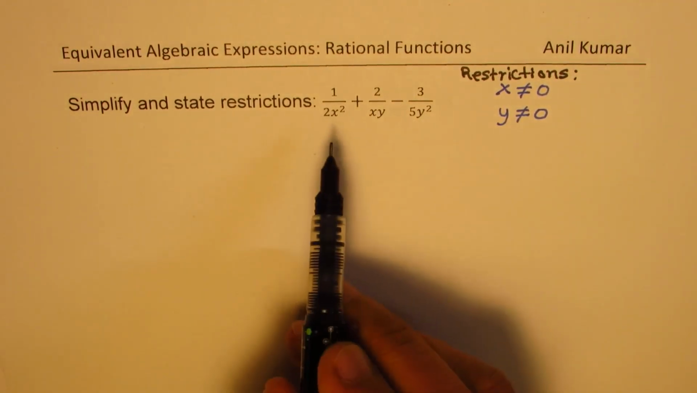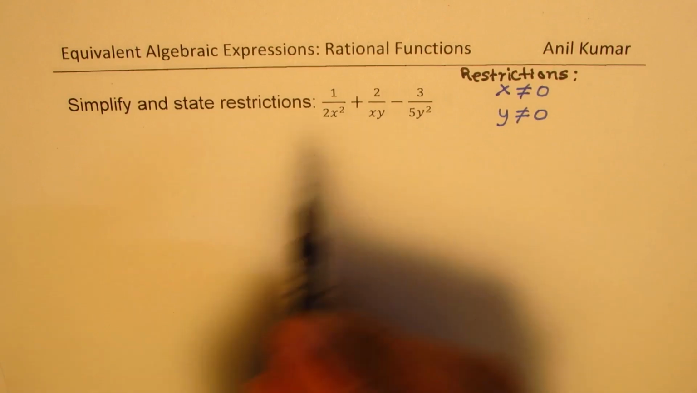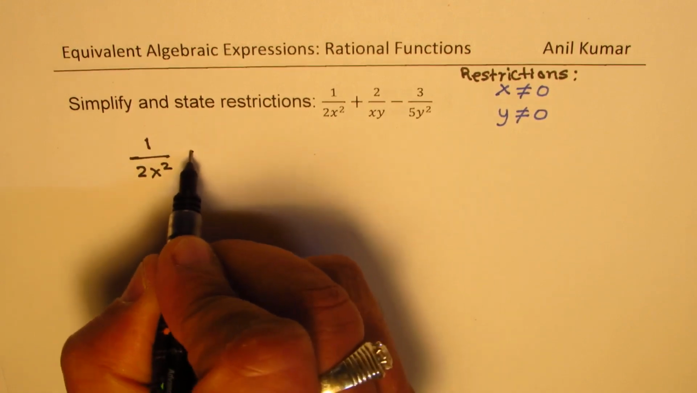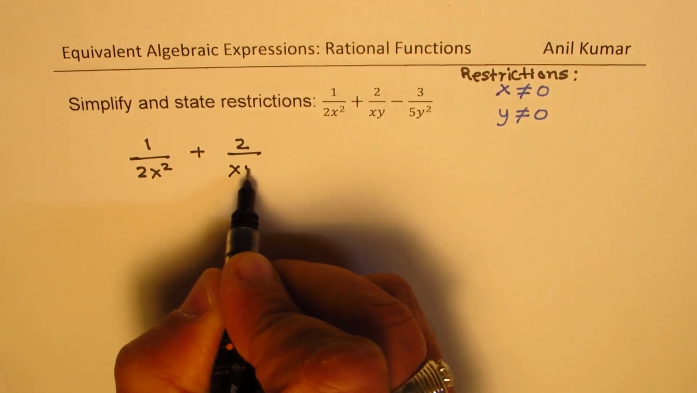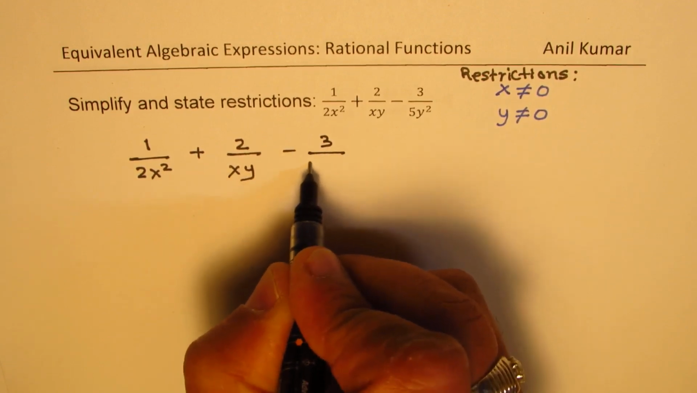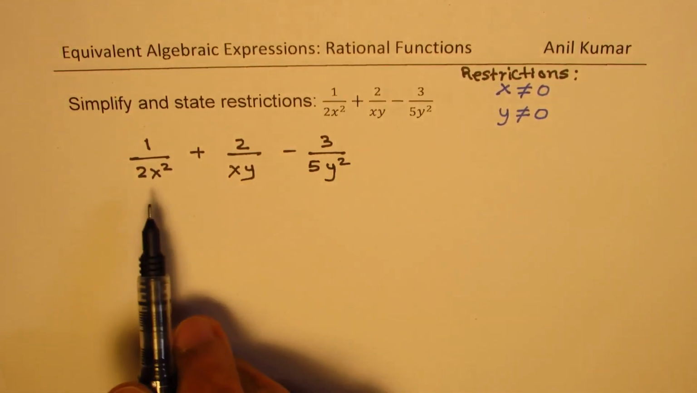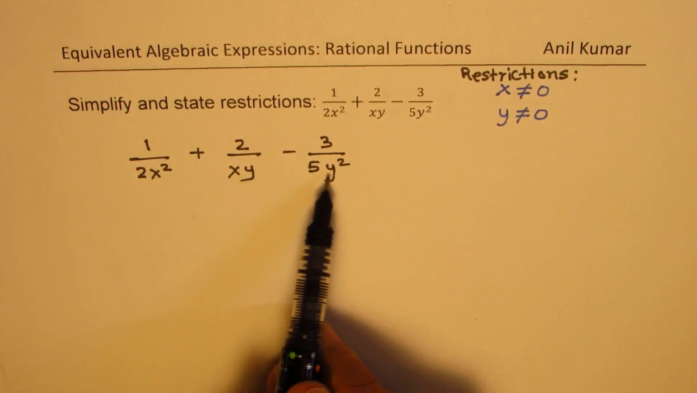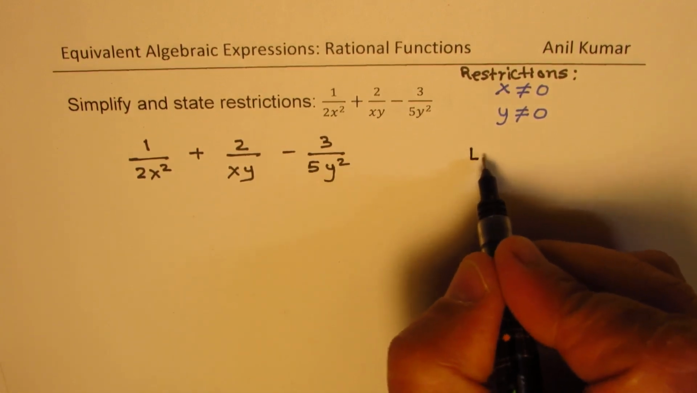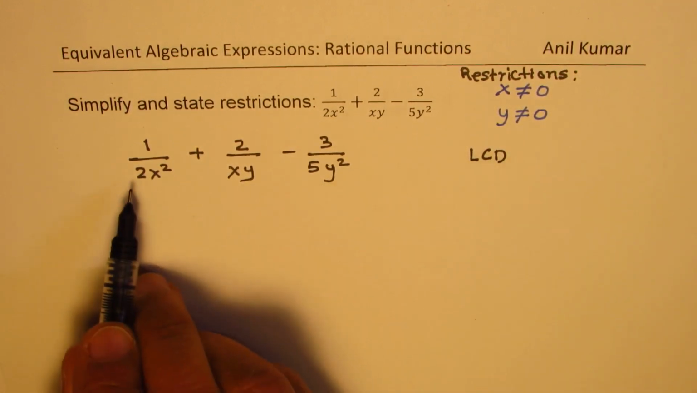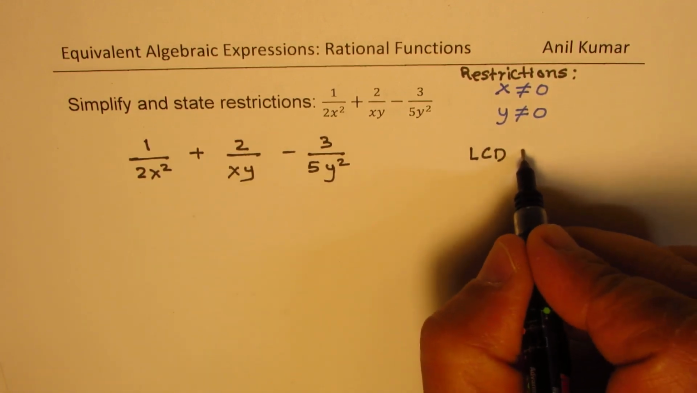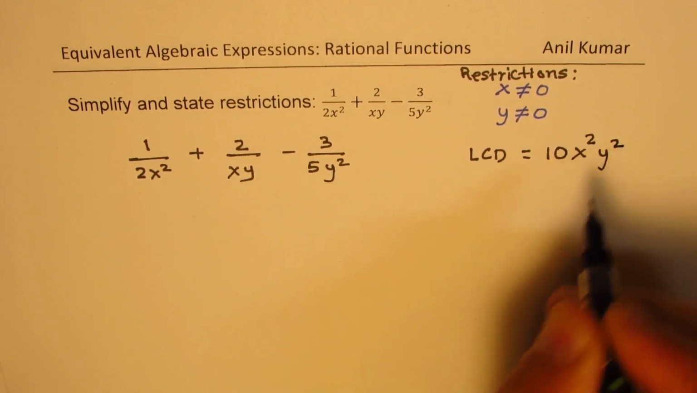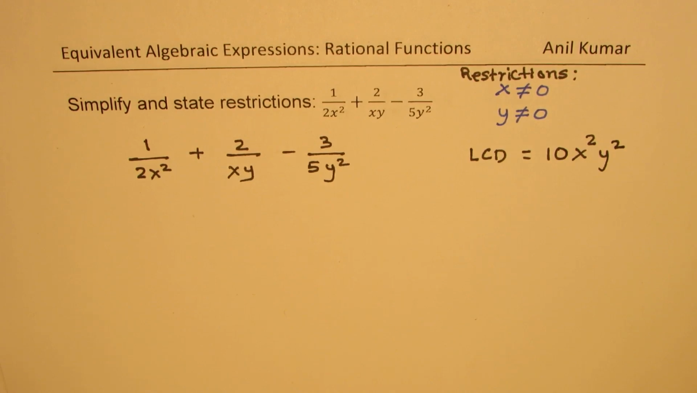Now, let's see. We need to add and subtract these. Let me rewrite them. We have 1 over 2x squared plus 2 over xy minus 3 over 5y squared. Now, as far as the lowest common denominator is concerned, we have x squared, we have y and y squared. So the lowest common denominator in this case is going to be what? 2 and 5, right? They get multiplied. So the lowest common denominator is 10x squared y squared. Correct?